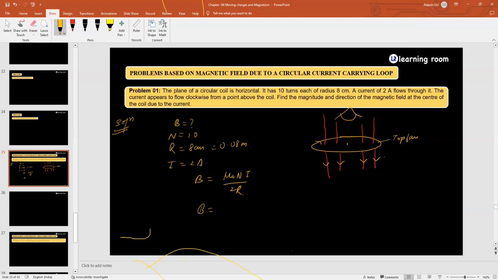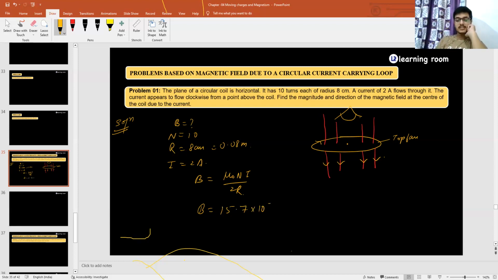Sir, is it 15.7 into 10 to the power minus 5? 15.7 into 10 to the power minus. How much? Tejas? 10 to the power minus? 5, sir. Okay, Tesla. That is the correct answer.